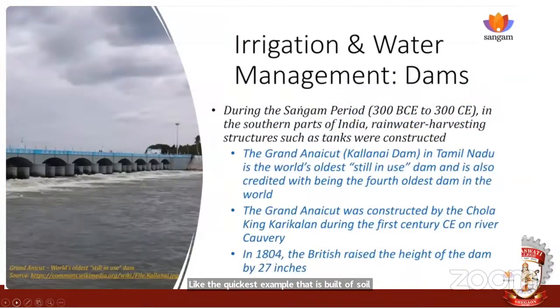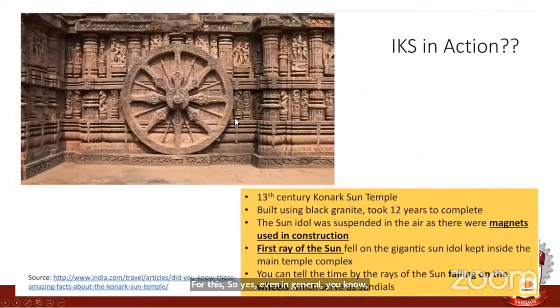Okay. So the irrigation dam, the oldest and still in practice, built during the Sangam period, 300 BC. Built during the Chola Empire, and still it is in practice. Oldest dam in the world. This is not possible without civil engineers, there are a lot of calculations, a lot of mathematics.